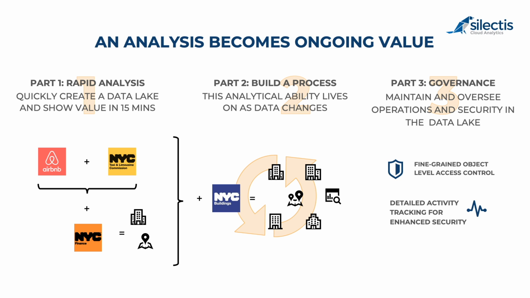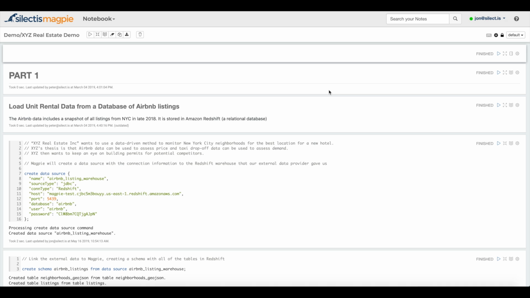And the first is a rapid analysis phase, where we're going to load in that data quickly and quickly identify those target properties that might be of value to purchase for this new hotel. The second part is about building an ongoing process on top of this data lake within Magpie, and we're going to show how you can build recurring tasks to keep your data lake up to date. Part 3 is about governance and showing how you can secure your data lake and audit and monitor activity within your data lake to get insight about how your business is using data. And now you're seeing Silectis Magpie.